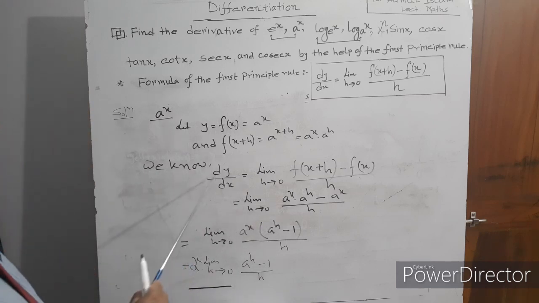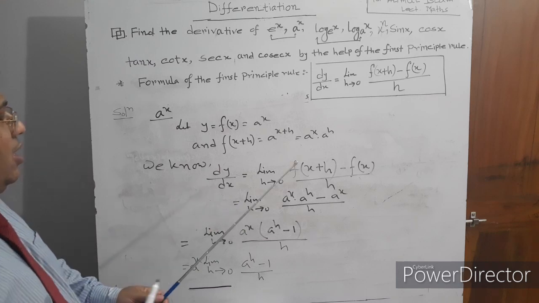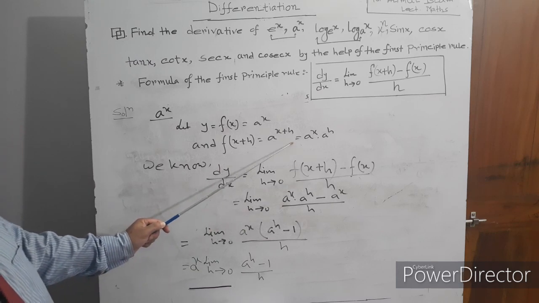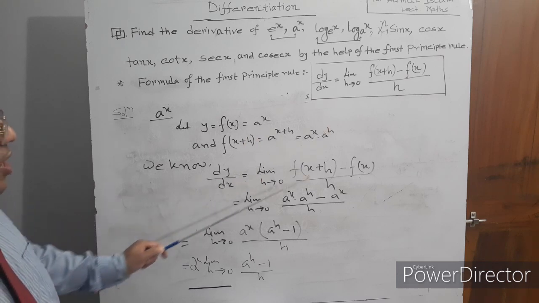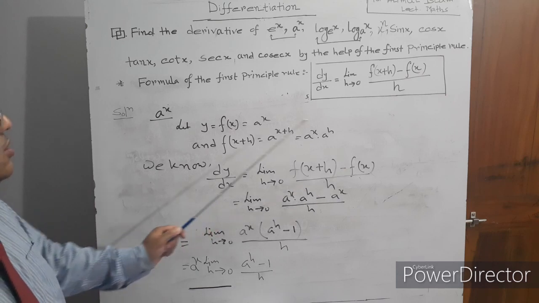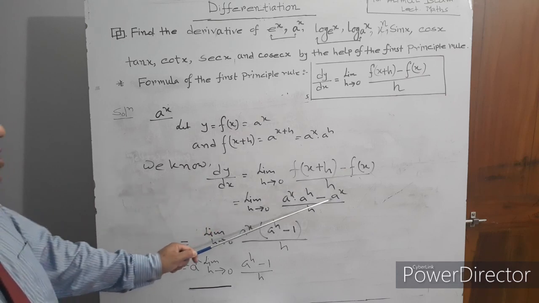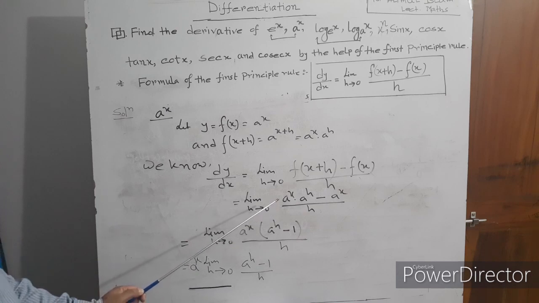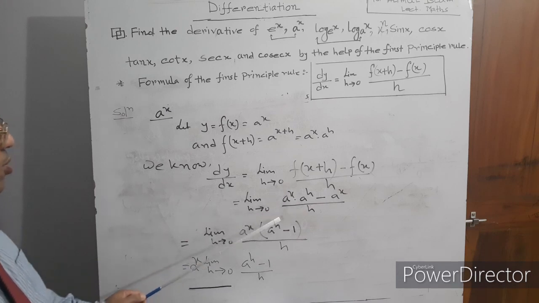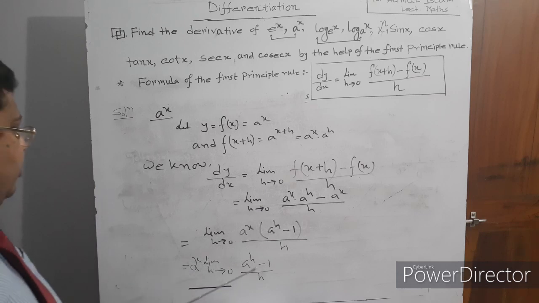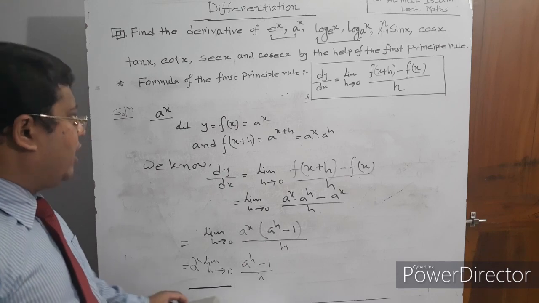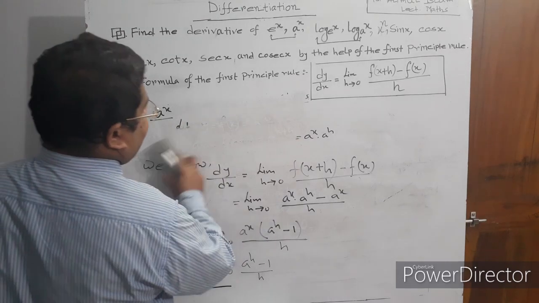Follow it again. I discuss about this: dy by dx is the first principle law. I put the value of the function of x plus h, which is a to the power x into a to the power h. I write here minus function of x, which is a to the power x, divided by h. I take the common a to the power x from both terms. This is the function of limit h, so a to the power x I keep on the left side of the limit. Again I apply the formula.